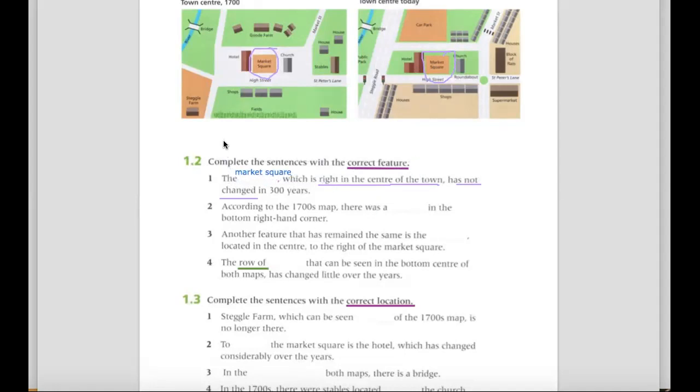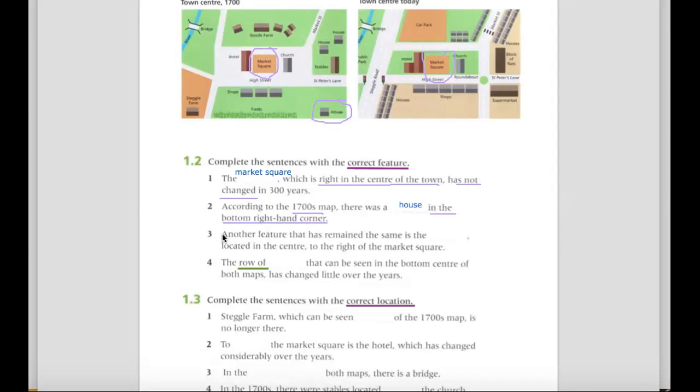Okay, let's have a look at the second one. According to the 1700s map, there was a something in the right bottom hand corner. Okay, so the right bottom hand corner over here. So there was a house. Okay.